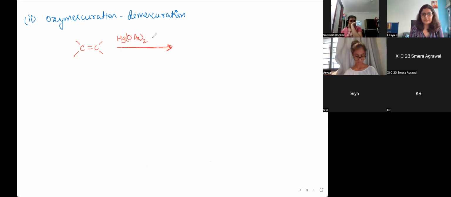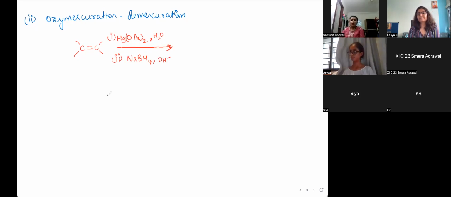Mercury acetate, then in the presence of water. So this is the first step. This will cause oxymercuration, and for demercuration, it's basically reduction. You're removing the mercury and extra oxygen, like the acetate bits of it. So you use NaBH4, sodium borohydride, in a basic medium, OH minus.